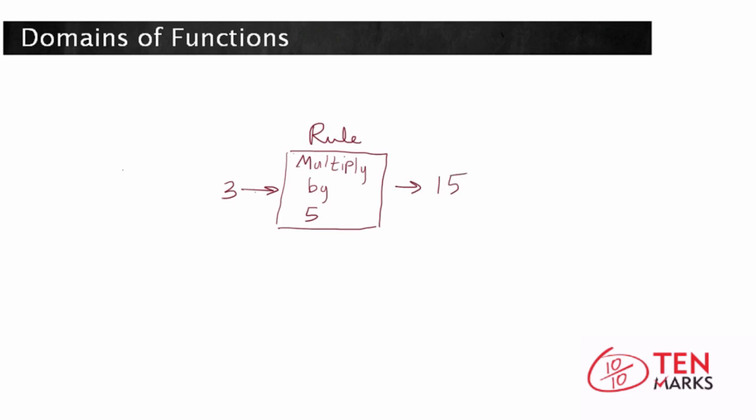This video explains how to identify the domain of a function and also use a domain to write a function. A function is a rule that gives a unique output for every input. For example, the rule might be to multiply by 5. The input could be a 3, and after multiplying by 5, the output would then be a 15.